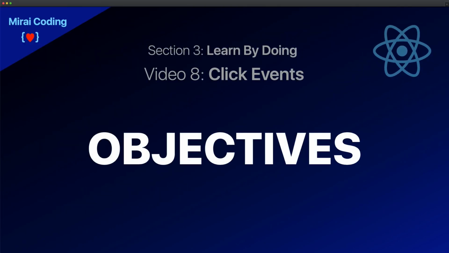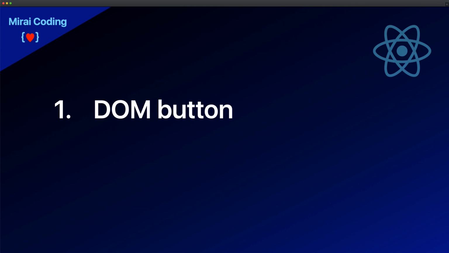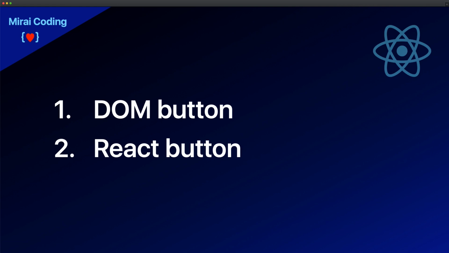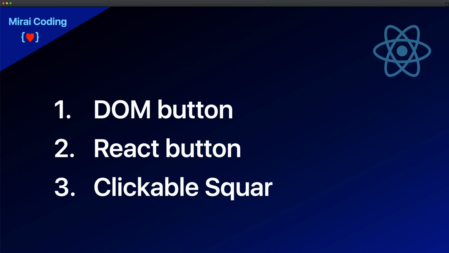Video 8. Click events. We have three main objectives in this video. 1. We will show you how to make a DOM button, with an onClick event. 2. We will also show you a React button, and how it differs from a DOM button. 3. We will make the squares on our tic-tac-toe board into clickable buttons.